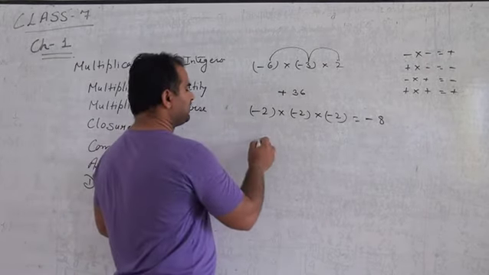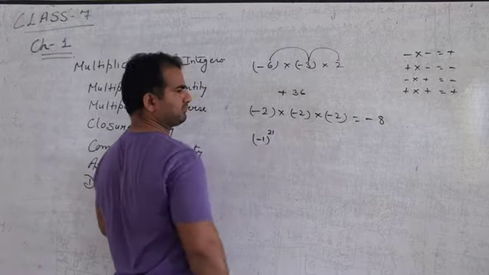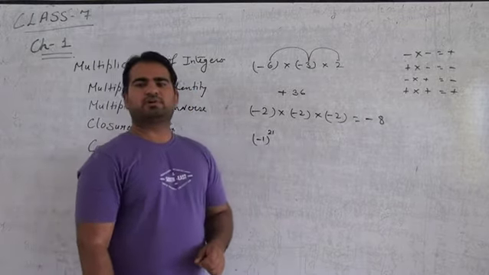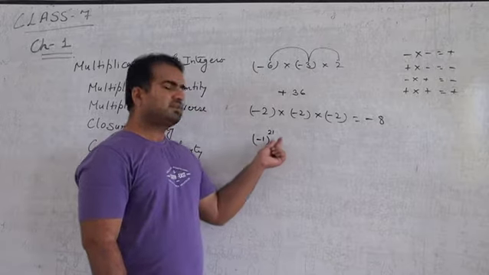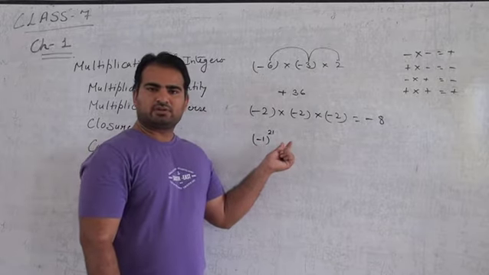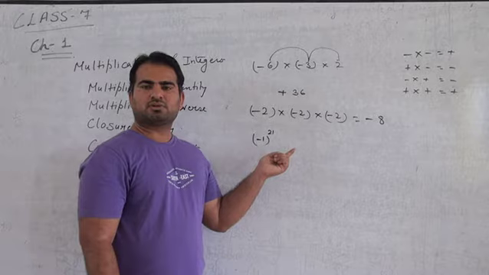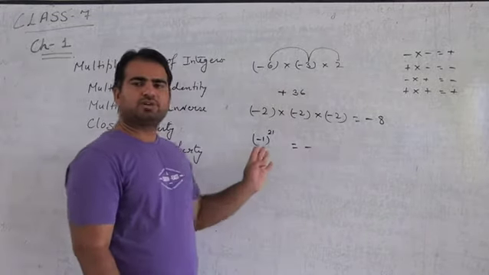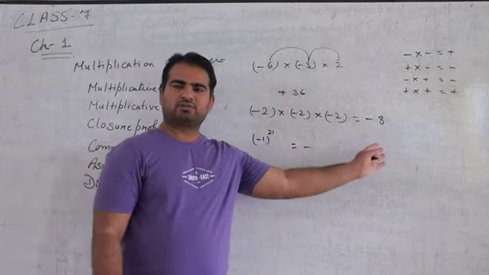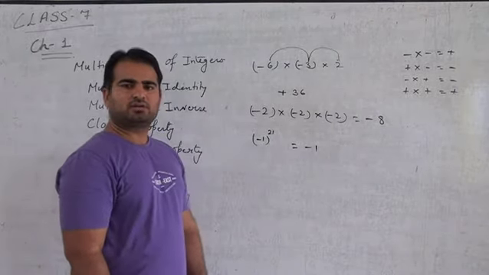What if we are given minus 1 to the power 21? Minus 1 to the power 21. It means we have to multiply minus 1, 21 times. Is 21 odd or even? It is odd. The answer will be negative. And what is 1 into 1 into 1 into 1 into 1? It will be 1. Done?